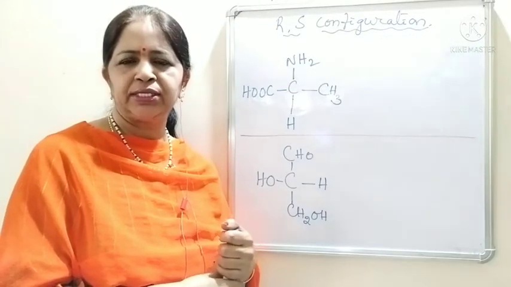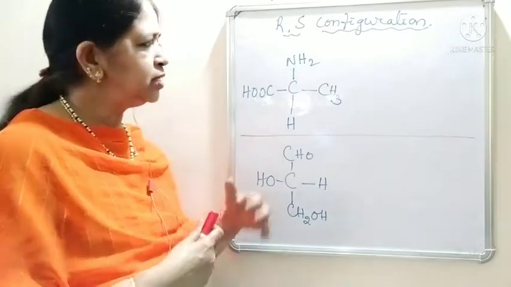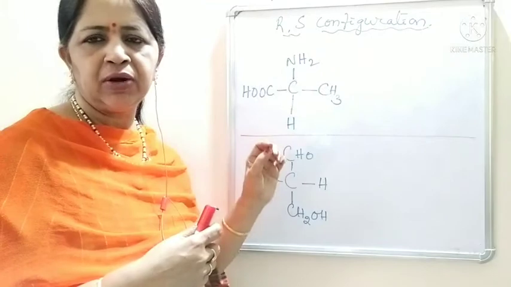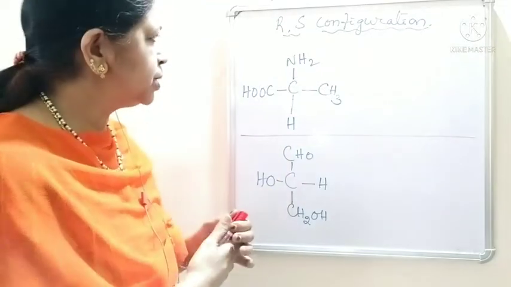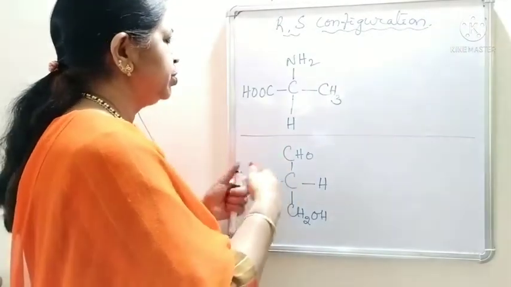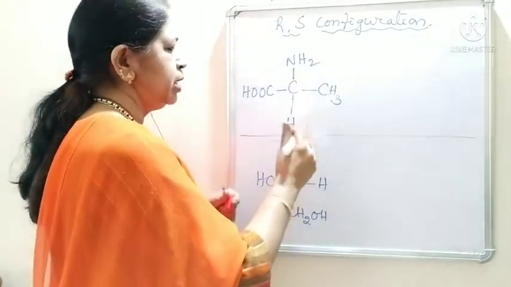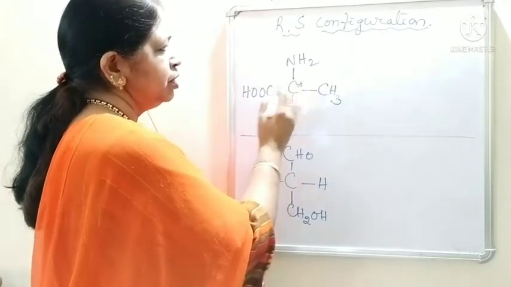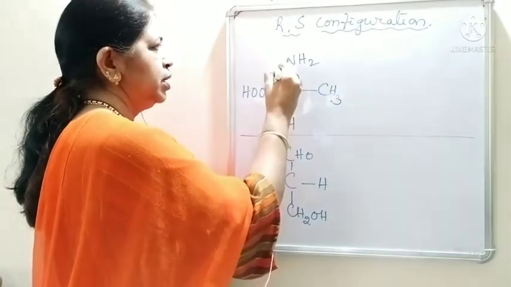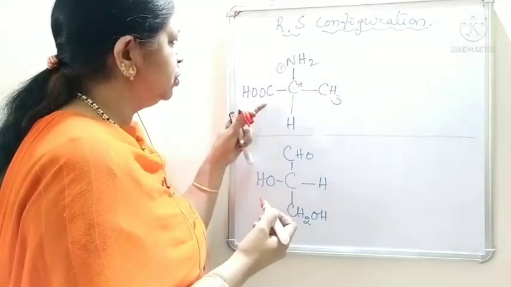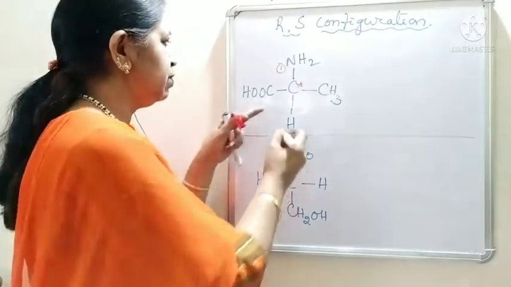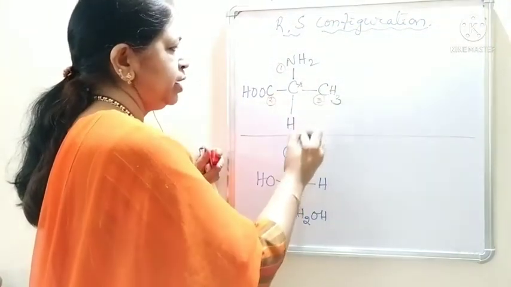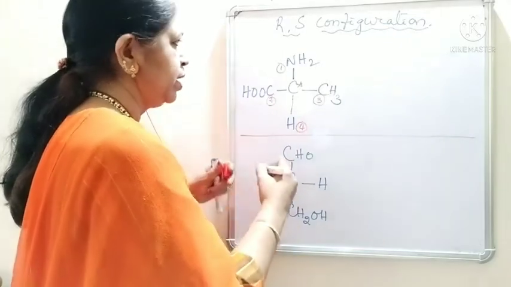One more interesting point, students. If we exchange the groups twice on the chiral carbon atom, the configuration will not change. Let us assign priorities to these 4 groups. It is an amino acid. The first priority goes to nitrogen, and the second priority goes to COOH, not CH3. COOH gets the second priority, CH3 gets the third priority, and hydrogen gets the fourth priority.